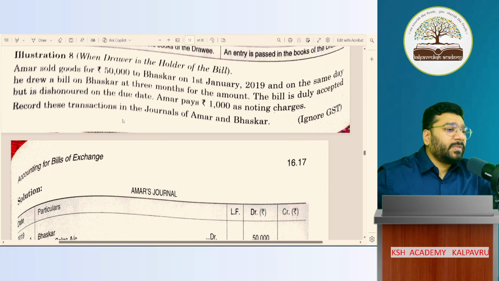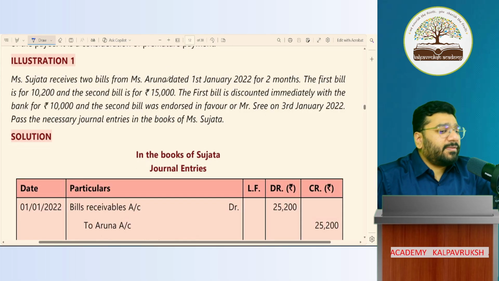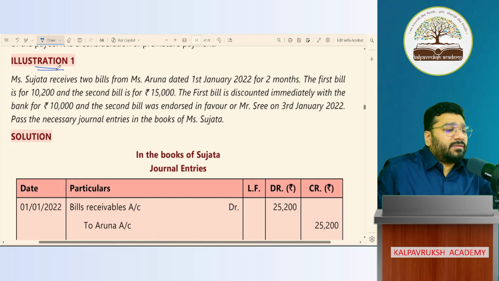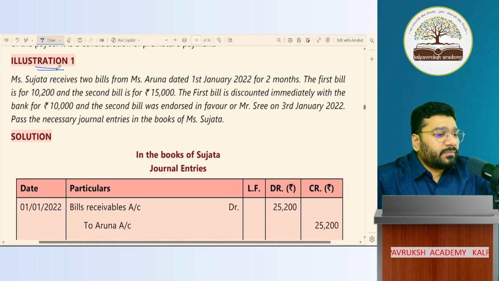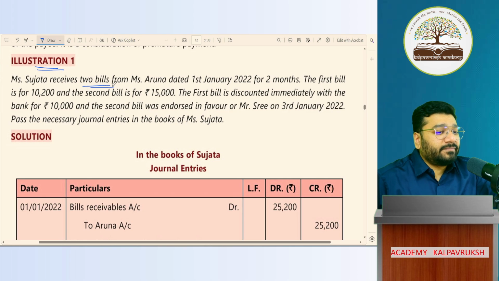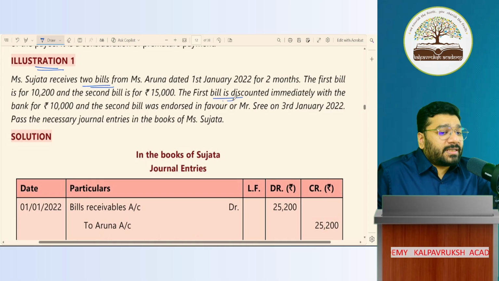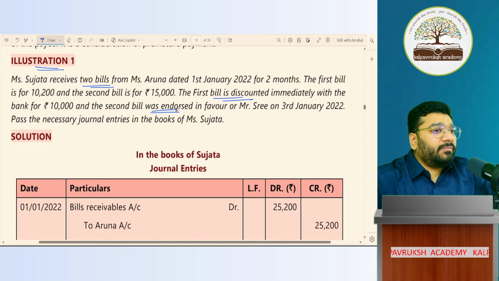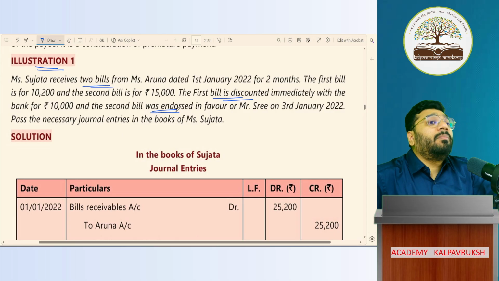Sir, why are you working out from T.S. Grewal book? Why not from the ICA module? The very first illustration in the ICA module talks about two bills. One bill is discounted, the second bill is endorsed. So this is a little complicated. If on the very first day of the class I do such a complicated question, especially when you have not done this in your 11th and 12th, it becomes very difficult to get a hold on this chapter.